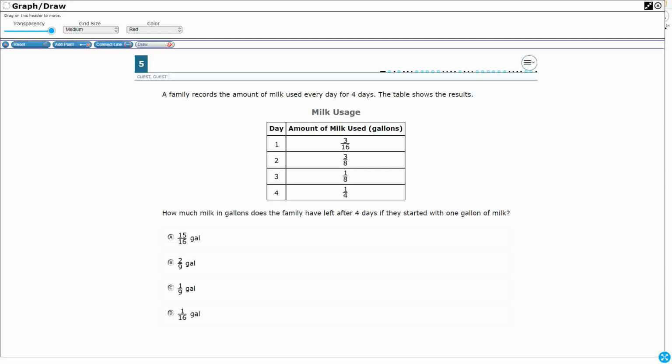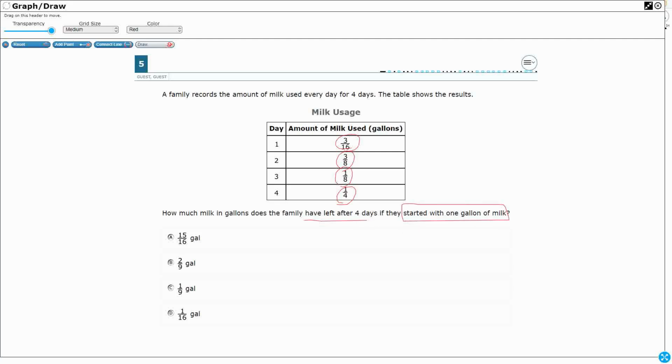All right, so the family is recording the amount of milk they use every day for 4 days. Got these 4 days right here. The table shows the results: 3/16, 3/8, 1/8, 1/4. Why in the world are they recording their milk usage in fractions? We don't know. What we do need to figure out is how much milk they have left after 4 days if they started with 1 gallon. All right, so we're assuming they haven't used the entire thing.